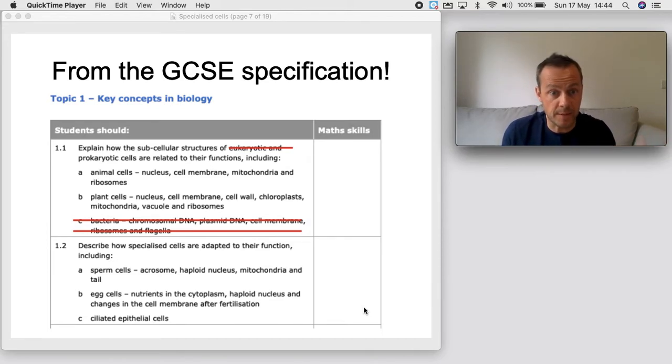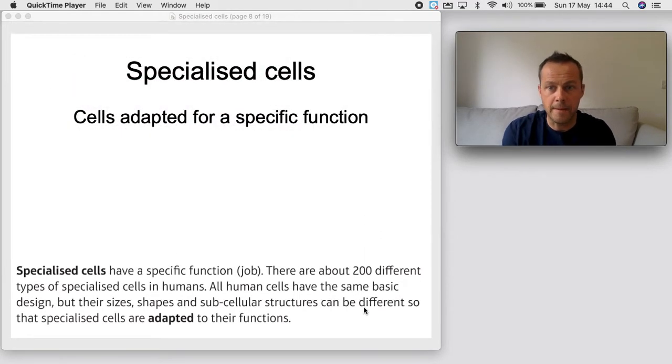So you can see from this specification, the next thing we're going to have a look at is specialised cells. And that's what today's lesson is all about. So, specialised cells. A specialised cell is when a cell is adapted for a specific function. So we've looked at a general cell. Now hopefully you realise that cells are all slightly different. As you can see there are about 200 different types of specialised cells in humans. Luckily, we only need to learn about 3 of them. But we are going to have a look at those different cells now.